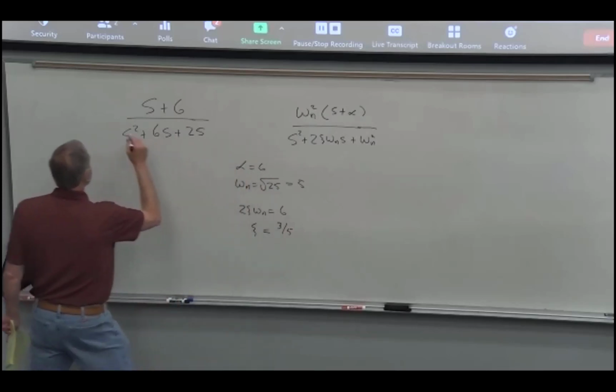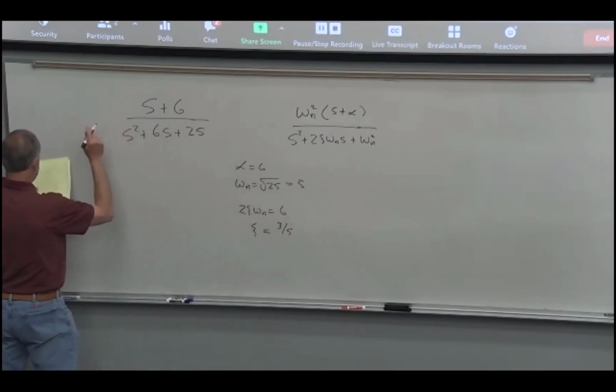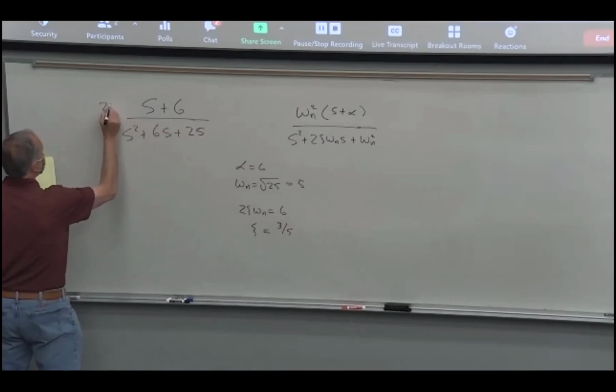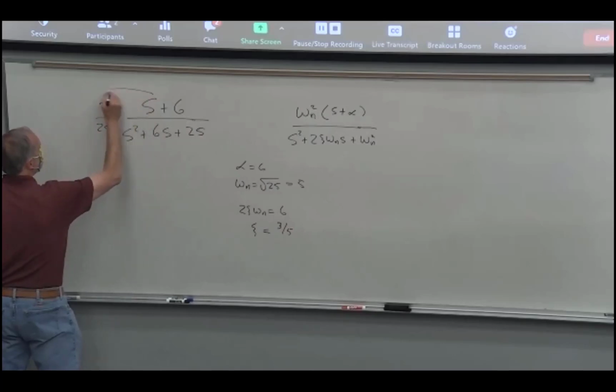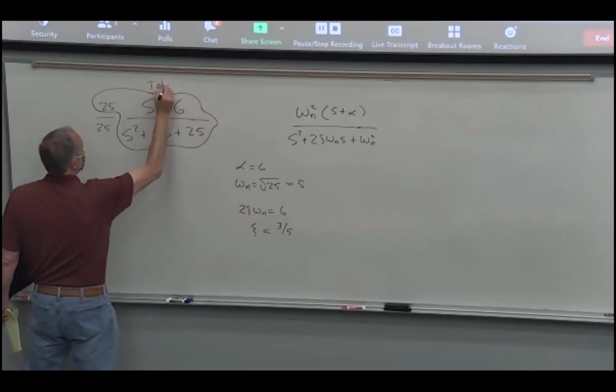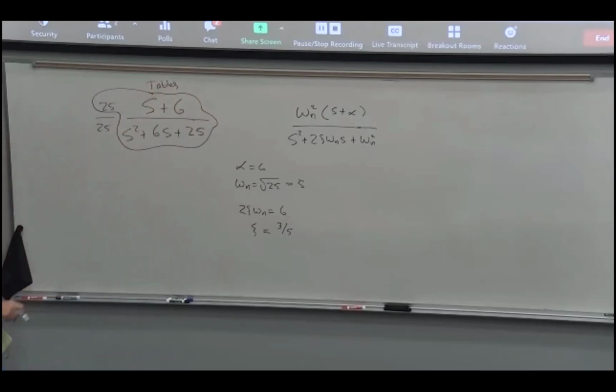And then we have to fix it up, so we need the omega n squared, so we need a 25 here. So we just multiply and divide by 25. And then this is what we look up in the tables. And then we just need to multiply by 1 over 25 when it's all said and done.